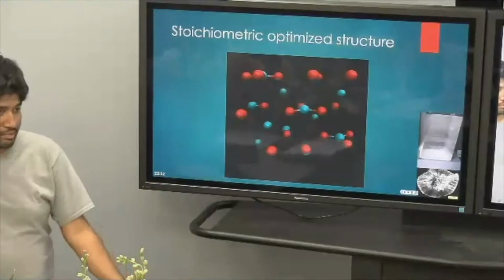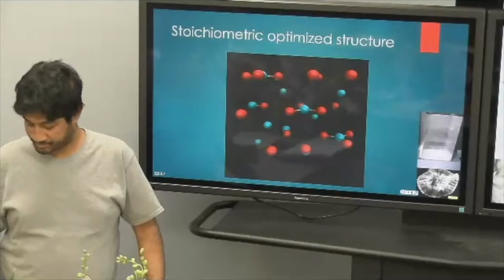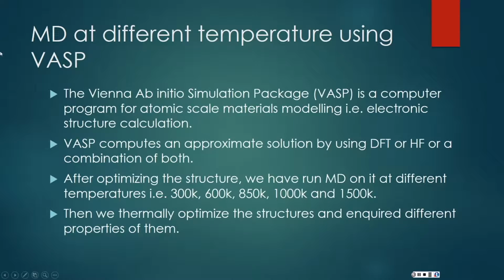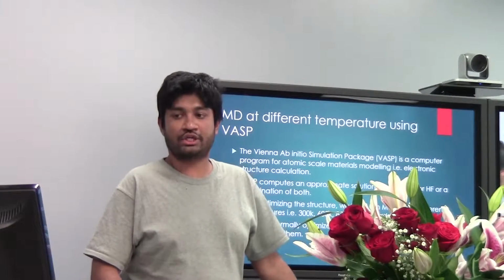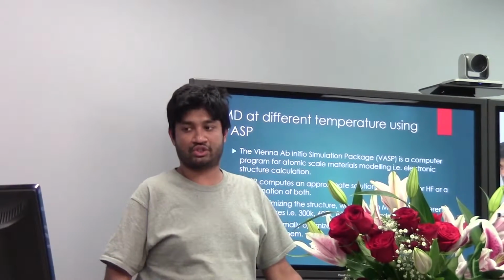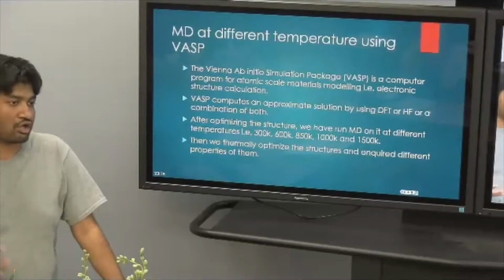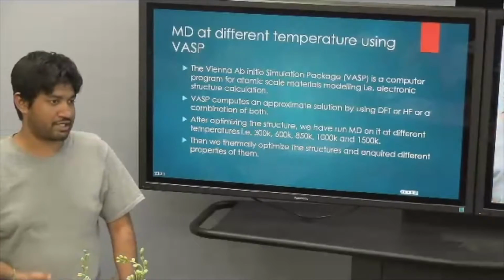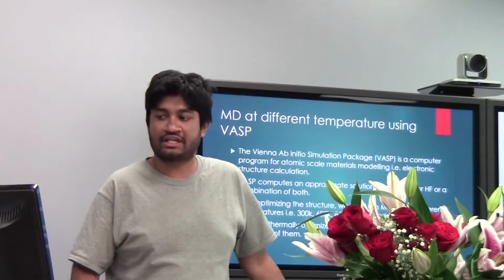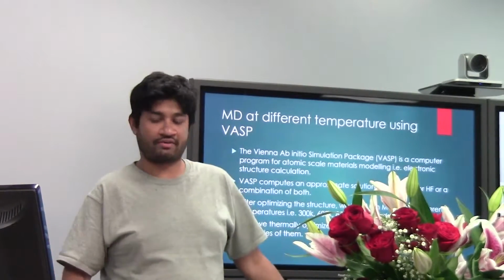Here we build our optimized structure for the MD simulation of calcite. The Vienna Ab initio Simulation Package is a computer program for atomic scale materials modeling, like electronic structure calculation. It computes an approximate solution by using DFT or Hartree-Fock or a combination of both. After optimizing our structure, we run MD at different temperatures like 300 Kelvin, 600, 850, 1000 Kelvin and 1500 Kelvin. Then we thermally optimize the structures and compute different properties of them.